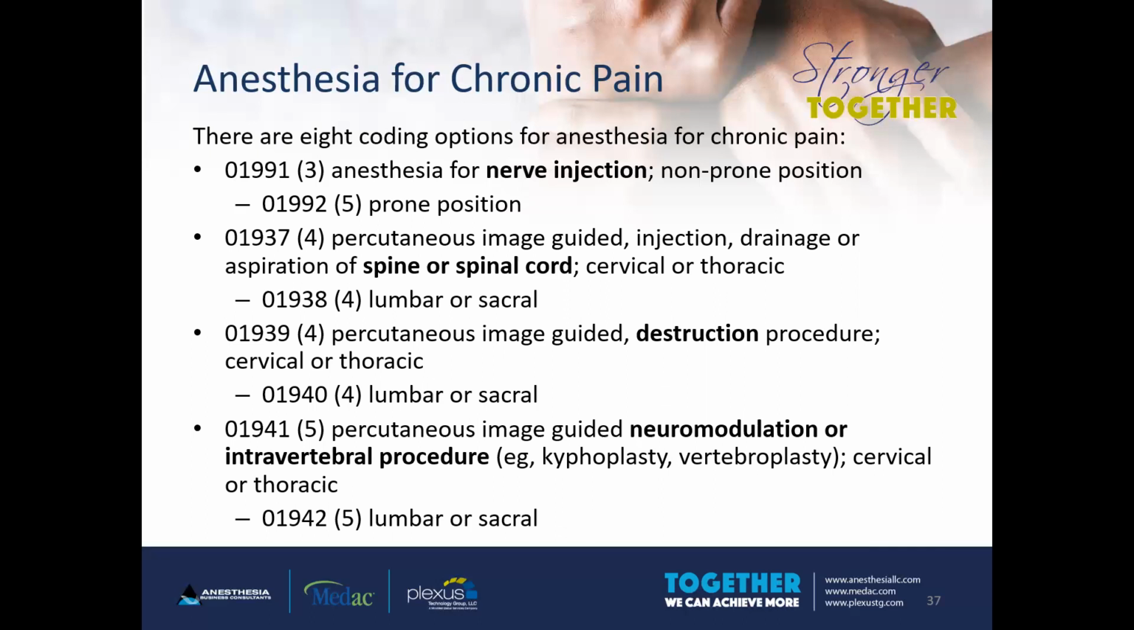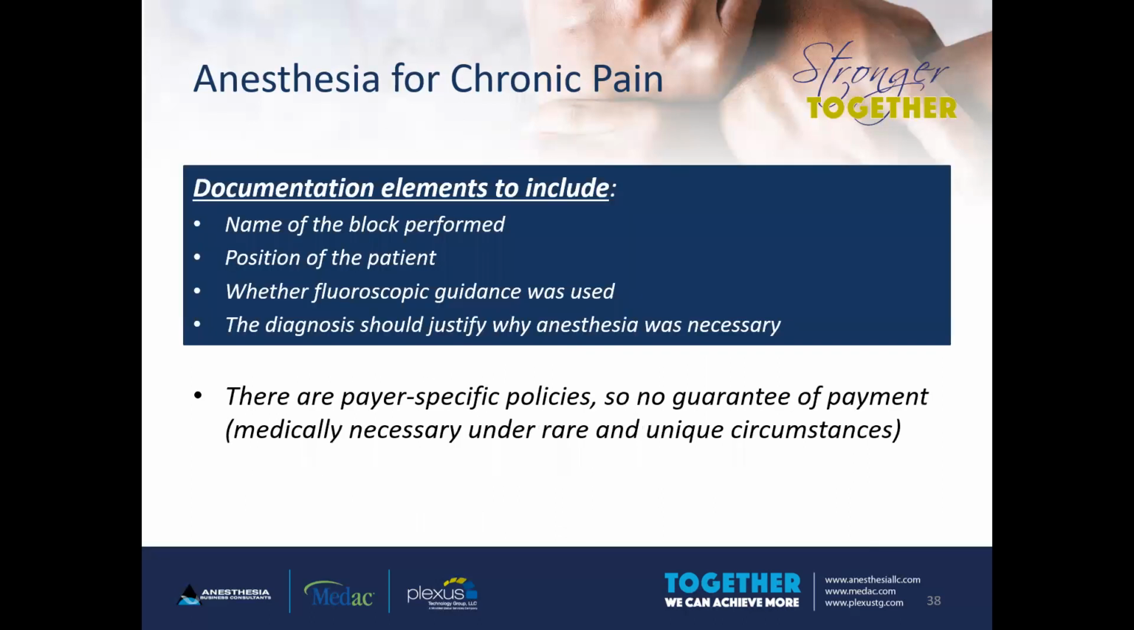Now, notice all the possible anesthesia codes. I think there are 8 listed here. So you'll want to make sure that in your documentation, you list the correct components of what happened. You'll want to list the name of the block that the pain doc performed, the positioning of the patient, because depending on the positioning, it may be a different code, whether or not fluoroscopy was used, and again, all the comorbidities and patient status support that you can list that help you get paid.